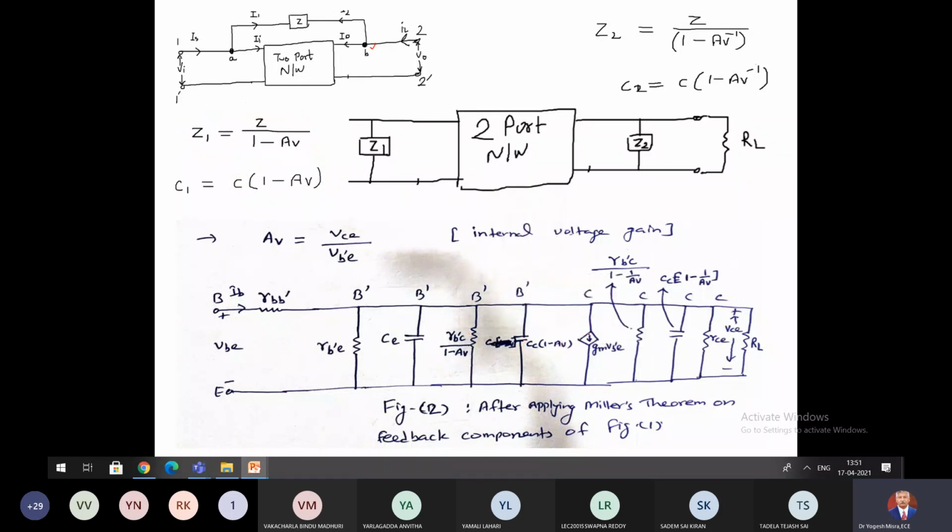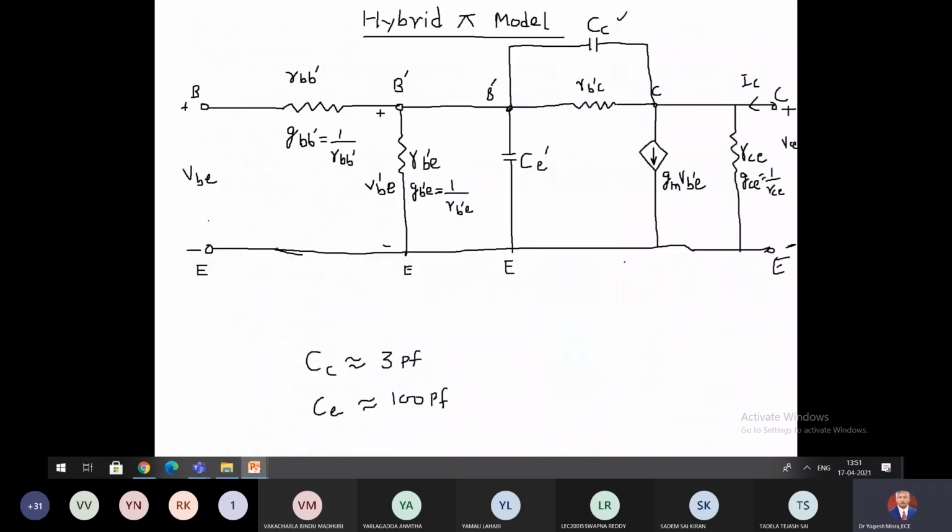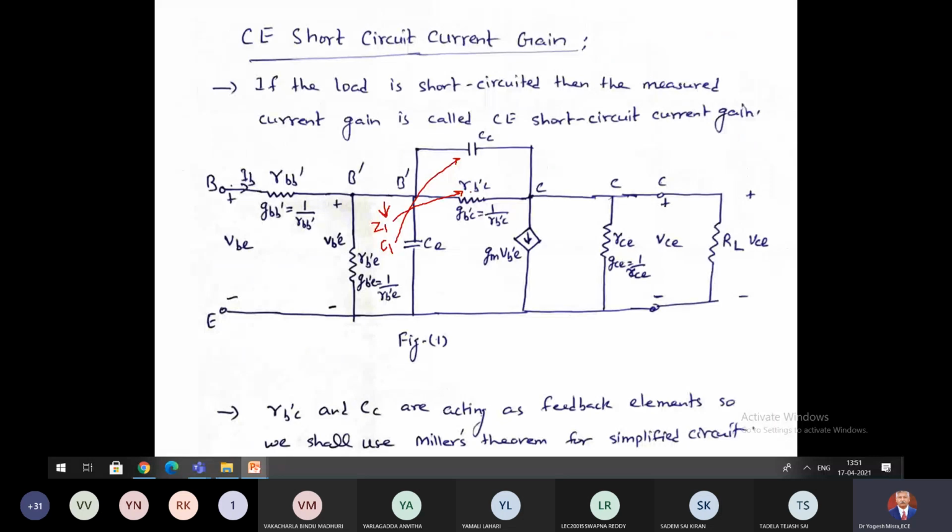Now at the output side, we have to connect this Z2, which will represent the feedback resistance. So this is represented here. You see this. What is the feedback resistance? RB dash C. See here. What is the feedback resistance? This RB dash C.